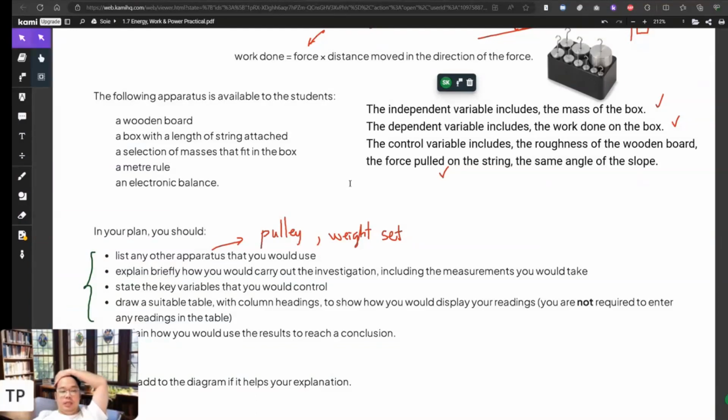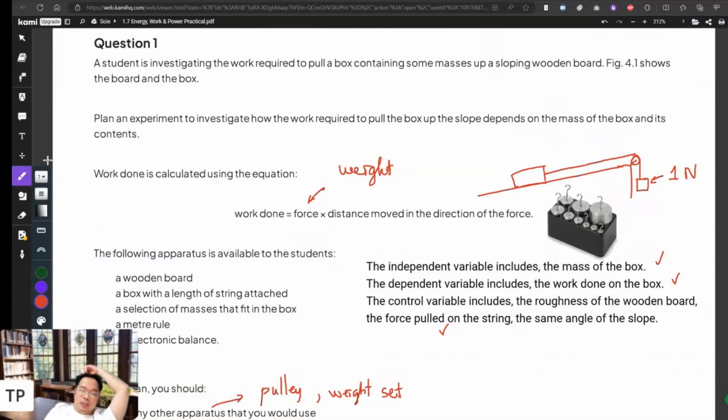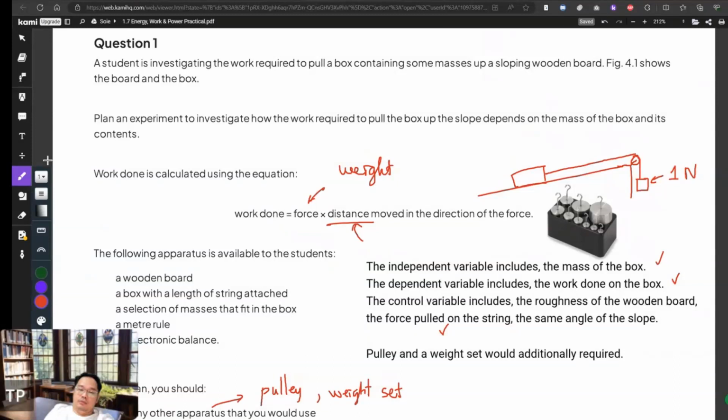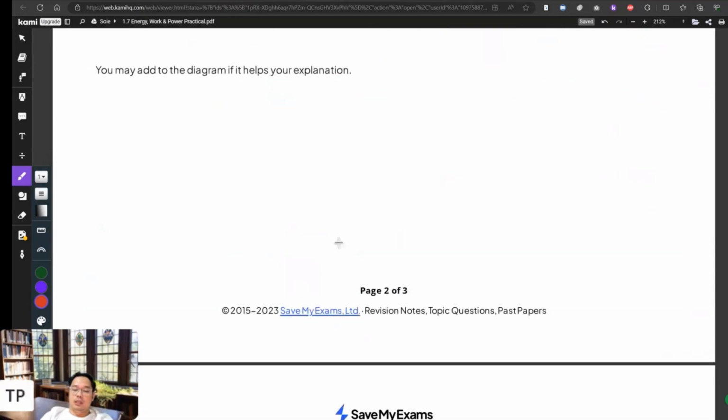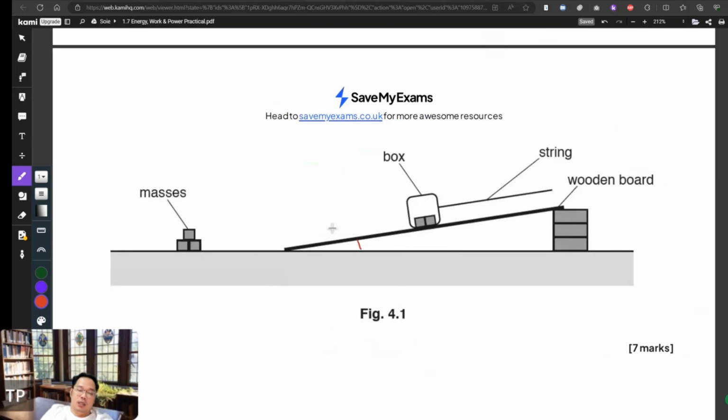Explain quickly how you carried out this investigation. And the next thing, how do you measure the distance that the object moves? Because to calculate the work, you need the force and the distance. So how do you measure the distance? The length of the wooden board. Yeah, you need a ruler that you can put along the box and then mark the point, like starting to pull it from the bottom. You need a straight ruler, like 1 meter.